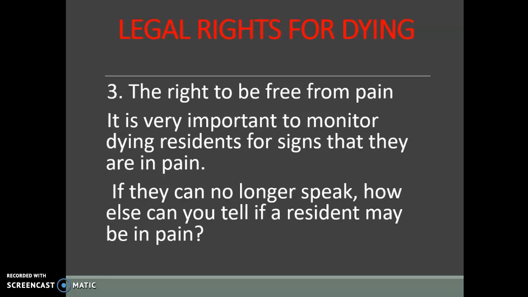The right to be free from pain. It is very important to monitor dying residents for signs that they are in pain. If they can no longer speak, how else can you tell if a resident may be in pain? I can't call on you, but it would be body language and things like that, right?